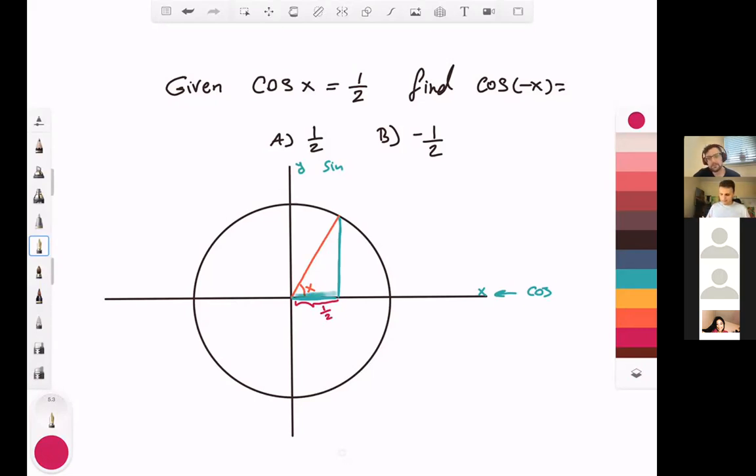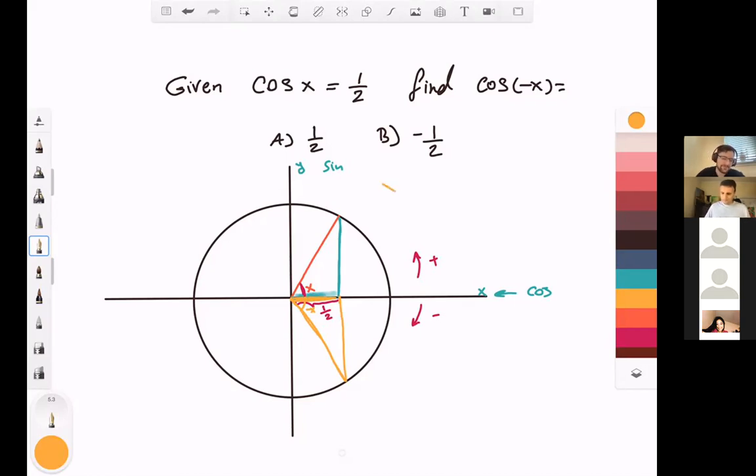Good. Now let's graph cosine of negative x. So this is positive direction, this is negative direction. So negative x, if this much is x, then negative x is going to be this much. If you make a right triangle, what is cosine? Cosine again is here. Is this positive or negative? Positive, very good.